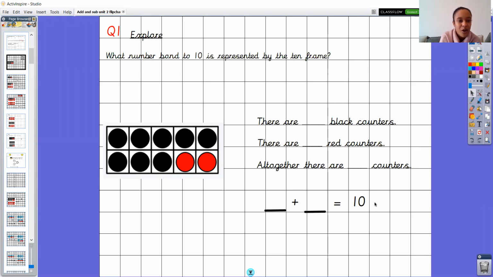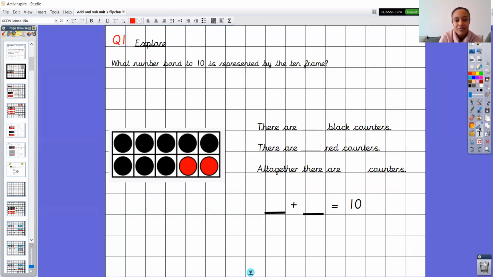Your job is to fill in those stem sentences and tell me what the number sentence is. I know you're really good at your number bonds to 10. We practice this a lot in our Big Maths, don't we? So you should be able to tell me what number bond to 10 is represented by the 10 frame. I suggest you ask somebody at home to help you write these 3 sentences down, and you can fill in the missing numbers and write me the number sentence. Pause the video and have a go at question 1.